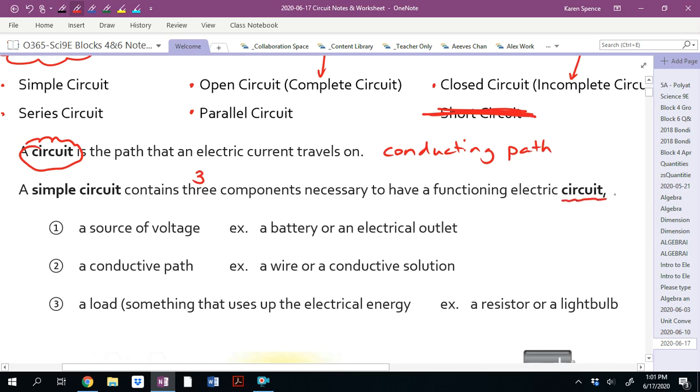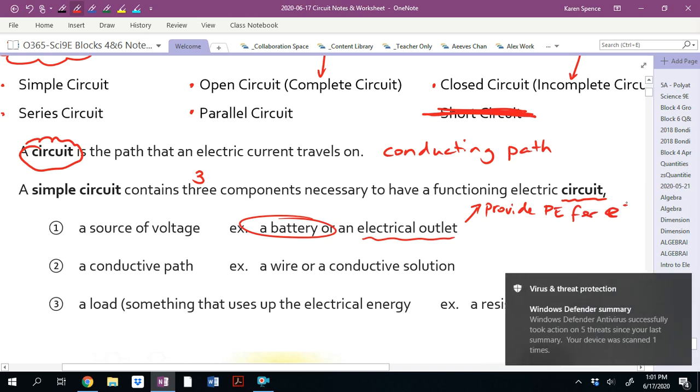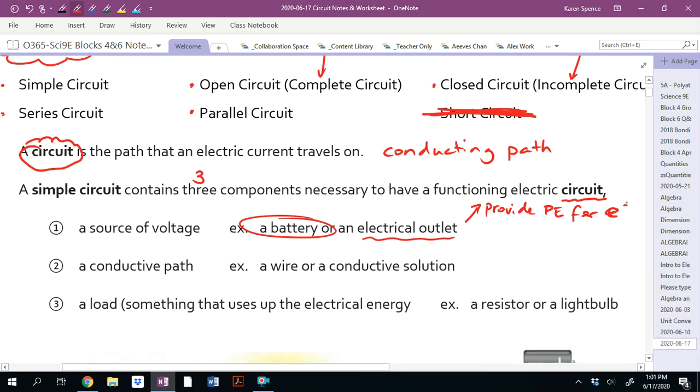And those are, number one, a source of voltage. So you can either plug it into the wall, an electrical outlet, or you can have a battery. Those will provide the potential energy for the electrons. They will bring them to the top of the hill so that they can flow down the hill to their low potential energy state. And in that process, they can give that energy to another device, and that device can do some work.